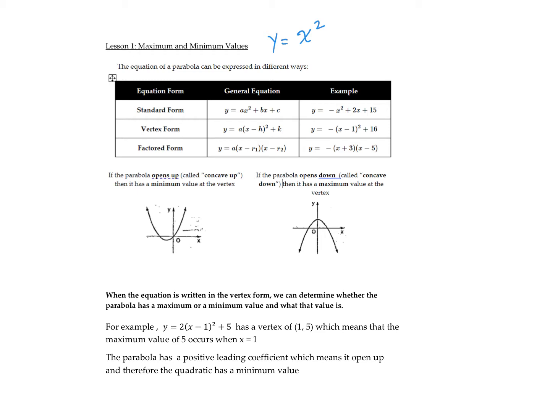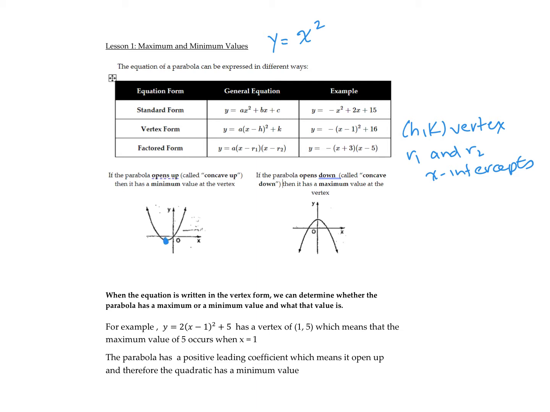We could also express it in vertex form, which is a times x minus h squared plus k, where (h, k) is the vertex. Or we could express it in factored form, such as a times (x minus r1) times (x minus r2), where r1 and r2 are the x-intercepts. We'll look at all these ways, and they give us different information. If we want to know the vertex, we have to put it in vertex form.